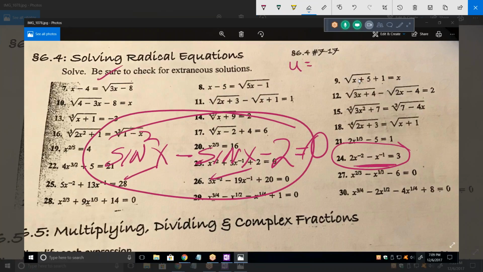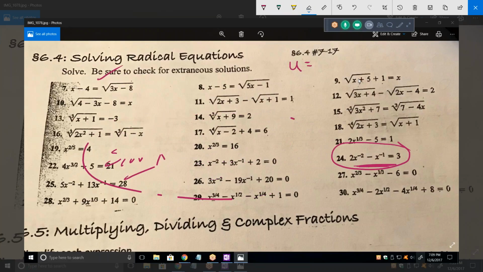But in order to easily put it into a quadratic form that you're used to looking at and can solve easily, we have to use this u substitution. So what's u going to be? It's always the term that's not being squared. In other words, that term, just x to the minus 1.